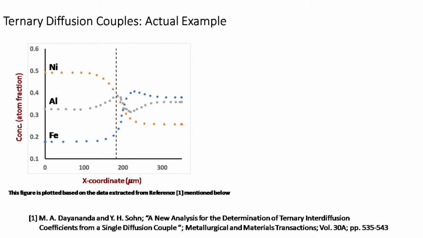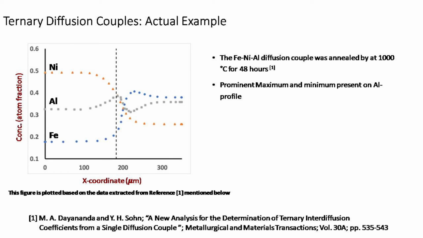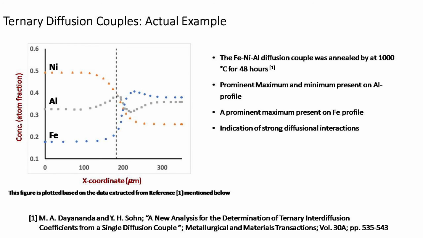Also, the iron profile is characterized by a very prominent maximum here on the right side of the initial contact plane, or what is also referred to as the Matano plane, which means strong diffusional interactions exist in this iron nickel aluminum system. So, this particular couple was diffusion annealed at 1000 degree centigrade for 48 hours. As we see, the prominent maximum and minimum on aluminum and the prominent maximum on the iron profile indicate strong diffusional interactions in this system.